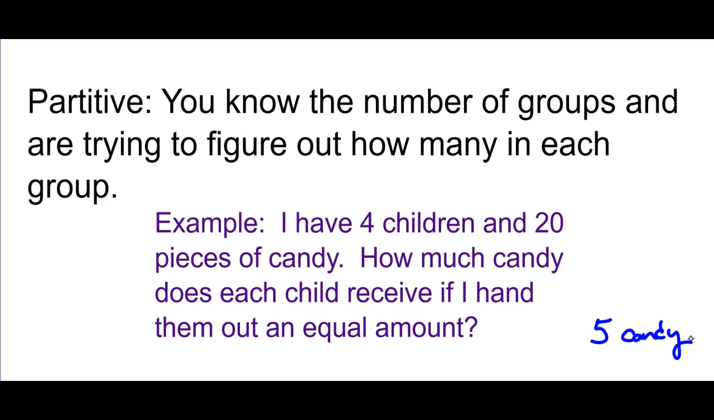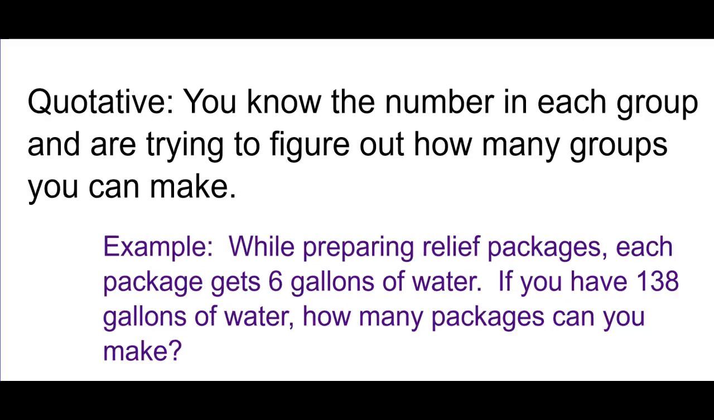So partitive, once again, you know the number of groups and you're trying to figure out how much goes into each group. Quotative is just the opposite. So think about what that means, just the opposite. Quotative, you don't know the number of groups, but you know how much goes into each group. Let's see that written out. Quotative, you know the number in each group, and you're trying to figure out how many groups you can make.